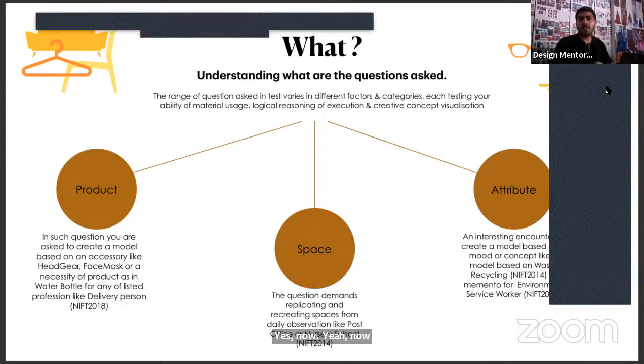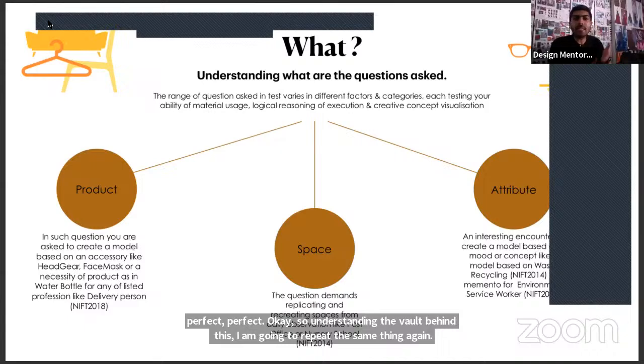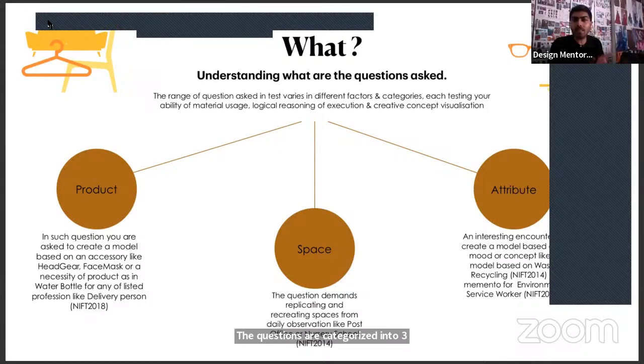Okay, perfect. So understanding the what behind this, I am going to repeat the same thing again. The questions are categorized into three forms: product, space, and attribute based. So when it comes to product, you need to understand it is not like NIFT, because do not consider that the word product is coming in a fashion institute situation test. It is related to something like NID.